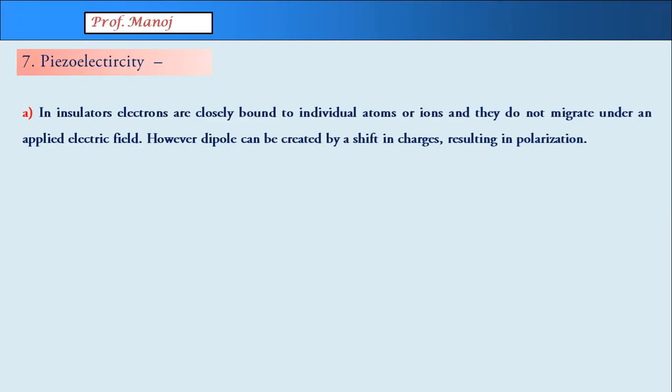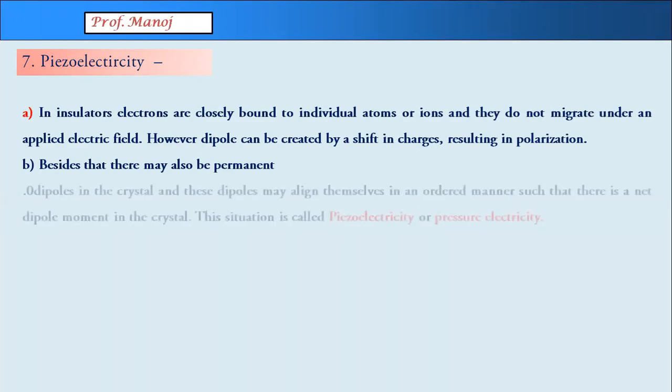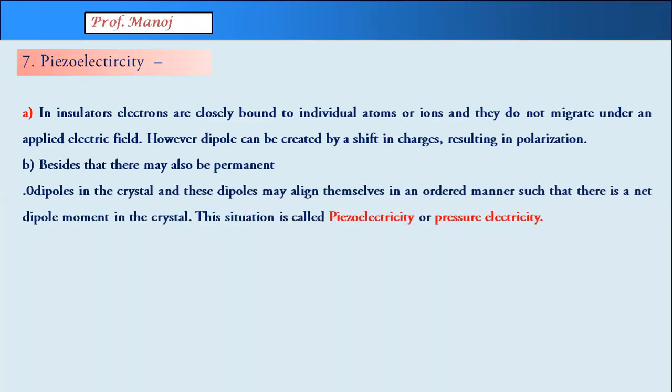Now, when you have insulators, the electrons do not go from one point to another because they have large band gaps, so they cannot migrate anywhere. So we call them insulators. But they can create dipoles if you shift the charges. Dipoles can be produced. And besides this, there might be permanent dipoles also. And this permanent dipole production is called piezoelectricity.